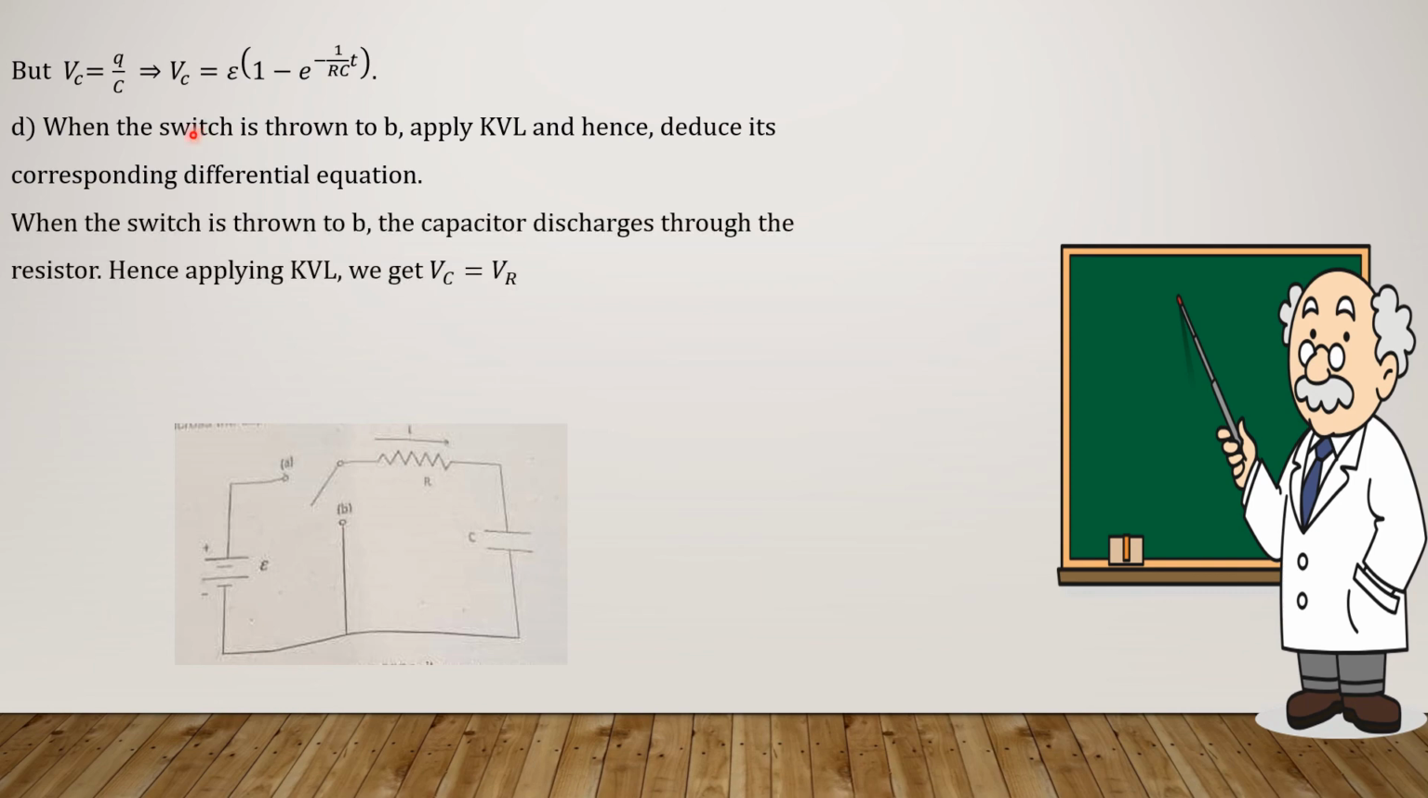So if the switch is thrown to B, then the capacitor discharges through the resistor. Hence, applying Kirchhoff's voltage law, we get VC equals VR, and VC is again Q on C, equals VR, which is IR. So we now have Q on C equals R dq/dt, since I is dq/dt. Hence we simplify the expression and we get this.